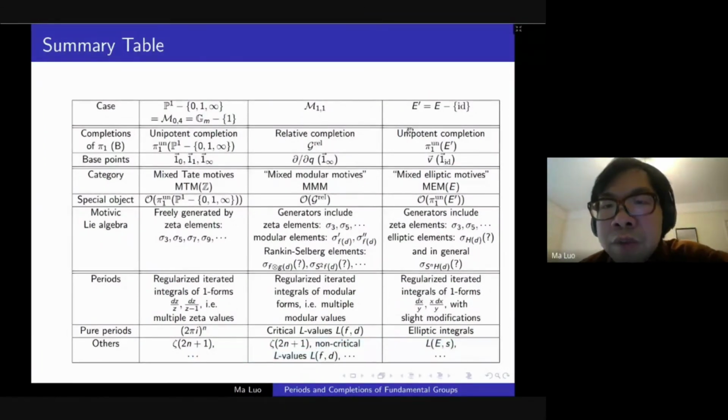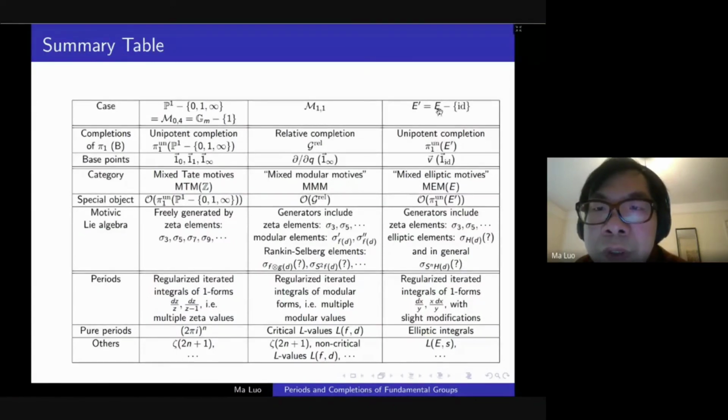I don't think I need to go over this elliptic case very much, but the basic idea is the same. You start with the punctured elliptic curve, you have the fundamental group, do the unipotent completion with a suitable tangential base point, and you take the coordinate ring. It's supposed to, but we don't know yet, generate the category of mixed elliptic motives. And there should be these elements where H here is just H1 of E.